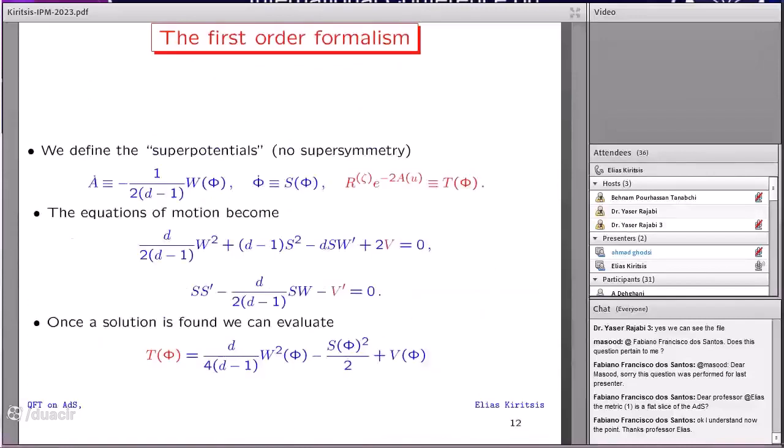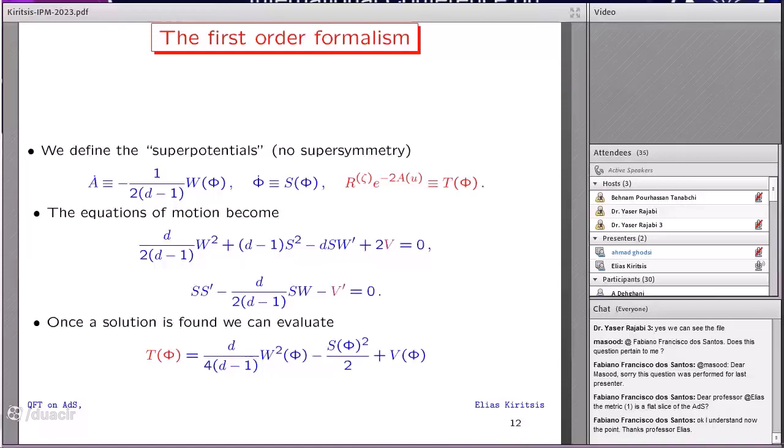So in order to solve them, one needs some formalism. This is the so-called first order formalism. I define superpotentials in the standard way. A dot is defined to be W, a function of phi, and phi dot is defined to be this function S of phi. And then this curvature-dependent coupling I define to be T of phi. Then I can convert my gravity equations into equations for these three functions.